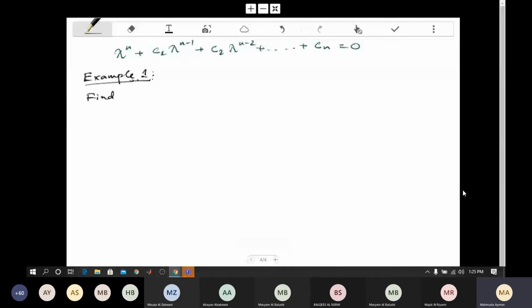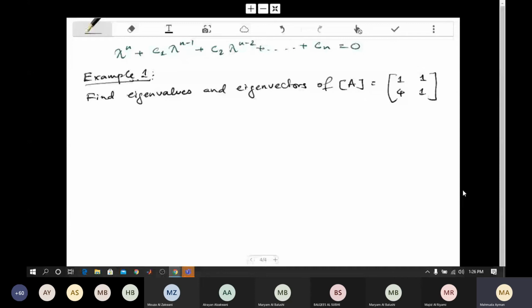Find eigenvalues and eigenvectors of a given matrix A, which is [1, 1; 4, 1]. Now, to find out the eigenvalues and eigenvectors, what we use is the characteristic equation.